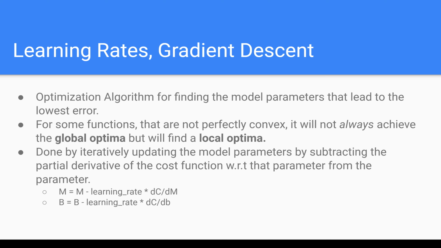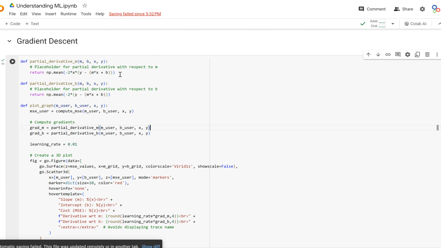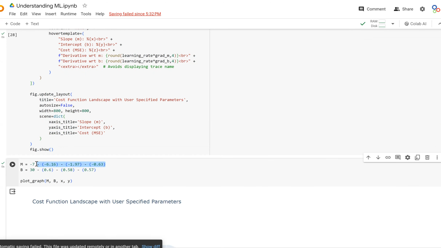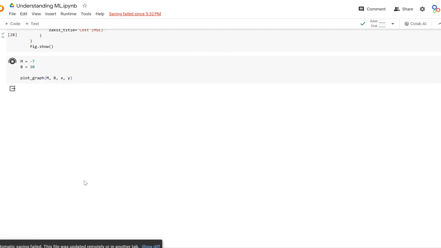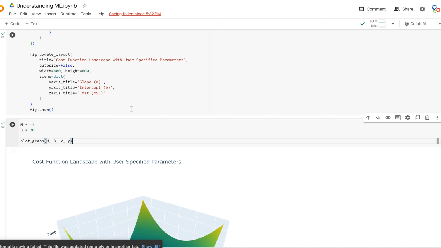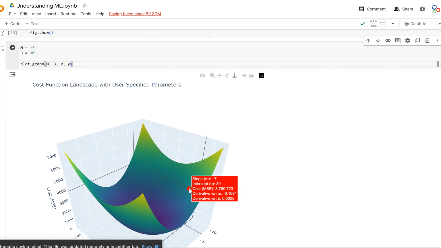And so let's get a visual understanding of that. That's going to help us drive home this lesson. So here I have functions to calculate the partial derivatives with respect to m and b, and then I have this function that's going to plot our cost function landscape, and the hover label is going to give us our derivative. I'm going to start at m equals -7 and b equals 30. We know that to be not a good solution, and what we're going to see is we're going to start up here.